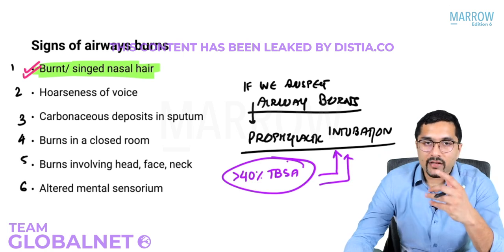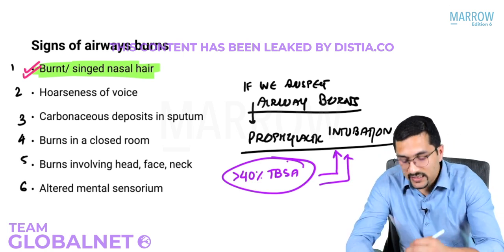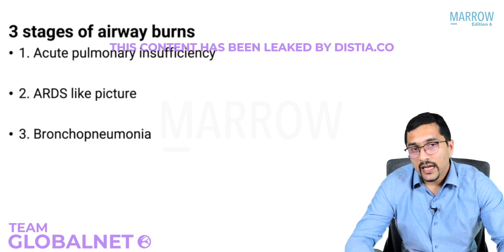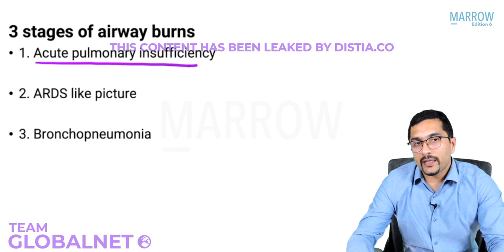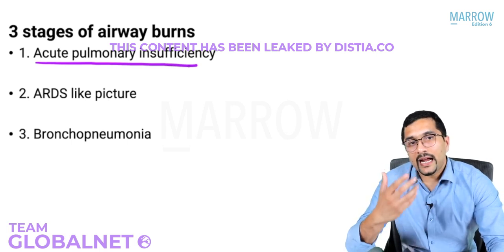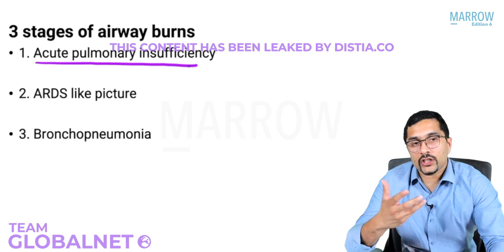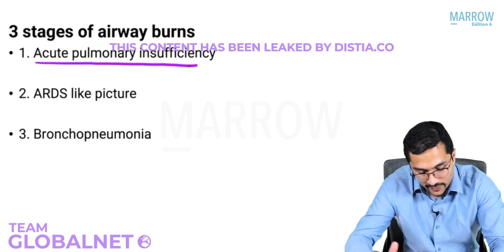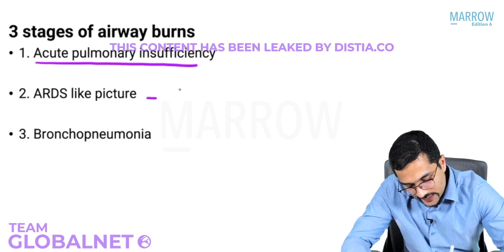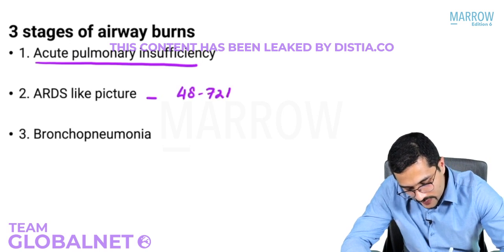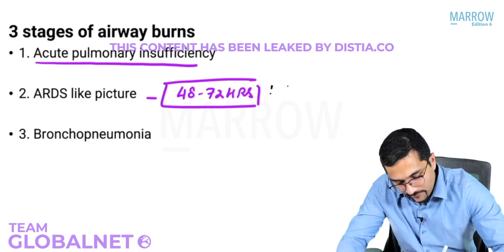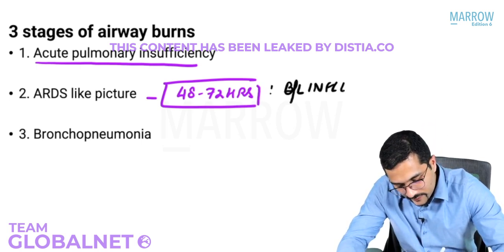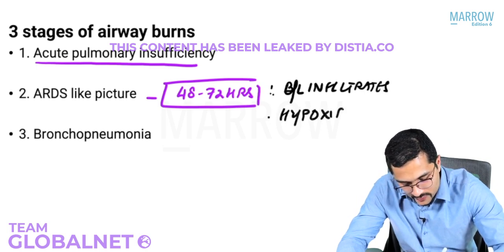Now, if there are airway burns, they will proceed in 3 stages. The first stage of airway burns is acute pulmonary insufficiency, where the patient will come with breathlessness and there will be a reduced saturation of oxygen, which can be seen in this initial phase. Phase 2, which is seen 48 to 72 hours later, is the phase of an ARDS-like picture, where there can be bilateral infiltrates in the lung and there can be hypoxia as well.